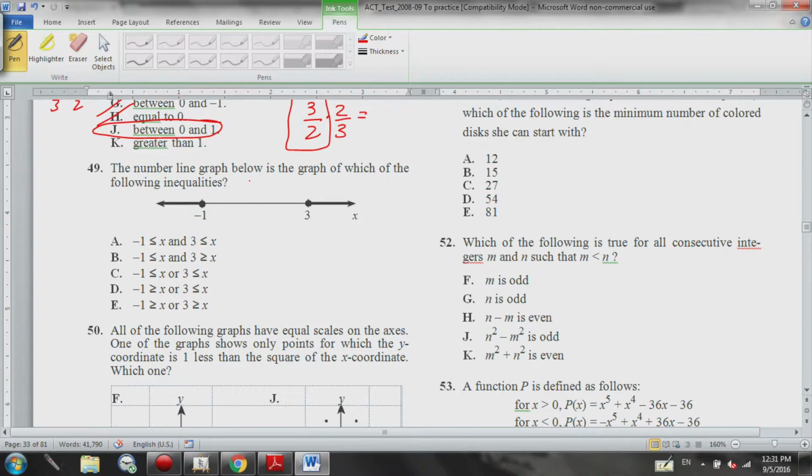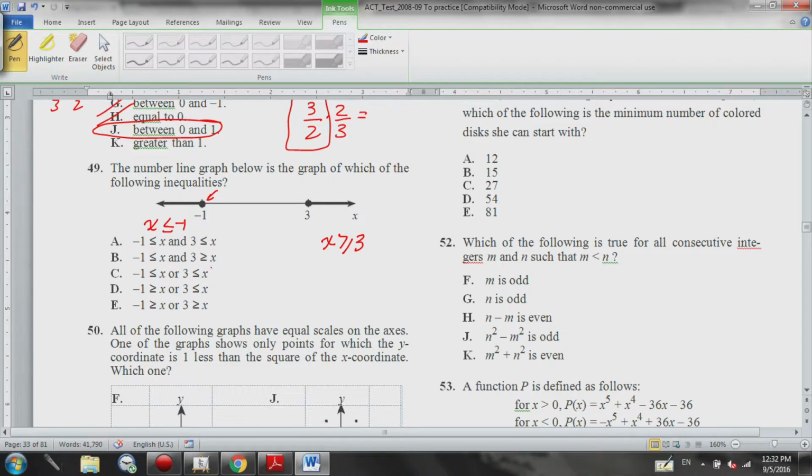49. The number line graph below is the graph of which of the following inequalities? So this is a compound inequality. This one says basically x is greater than or equal to 3, and this one is saying x is less than or equal to -1, because they're both filled. So that's what we're looking for.